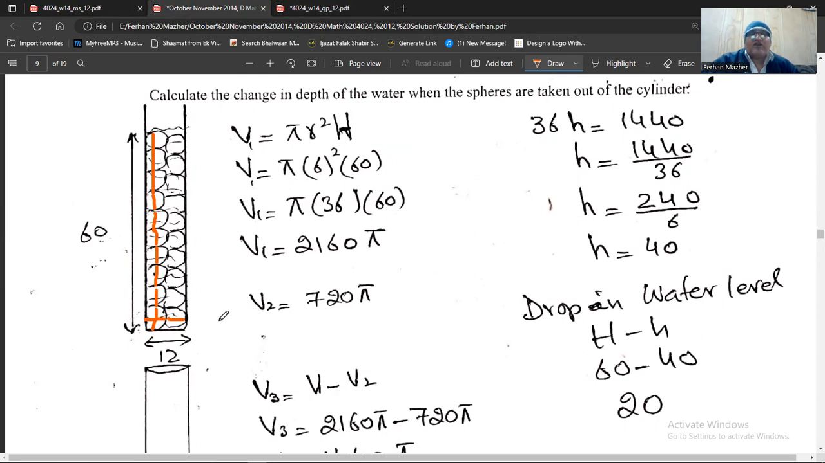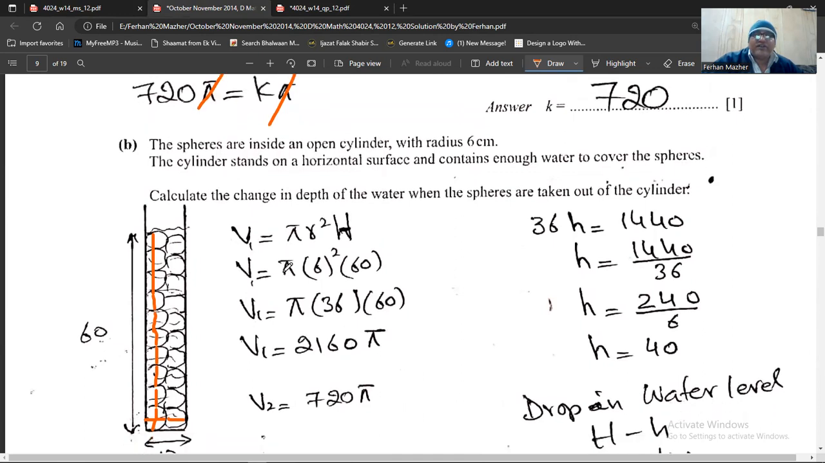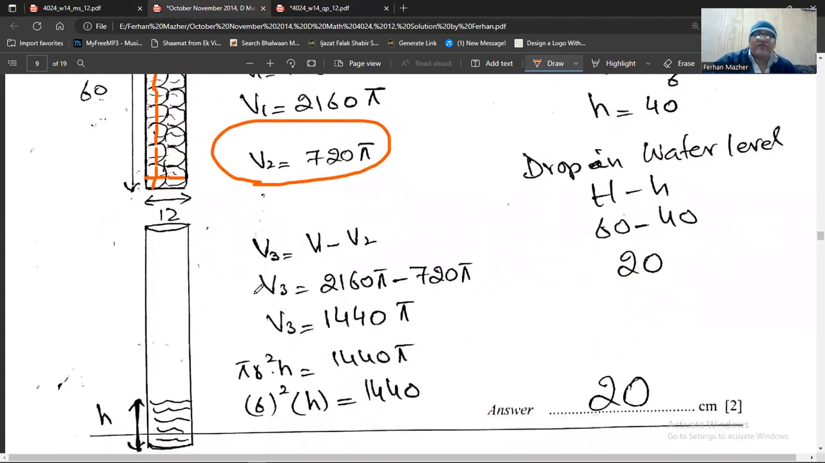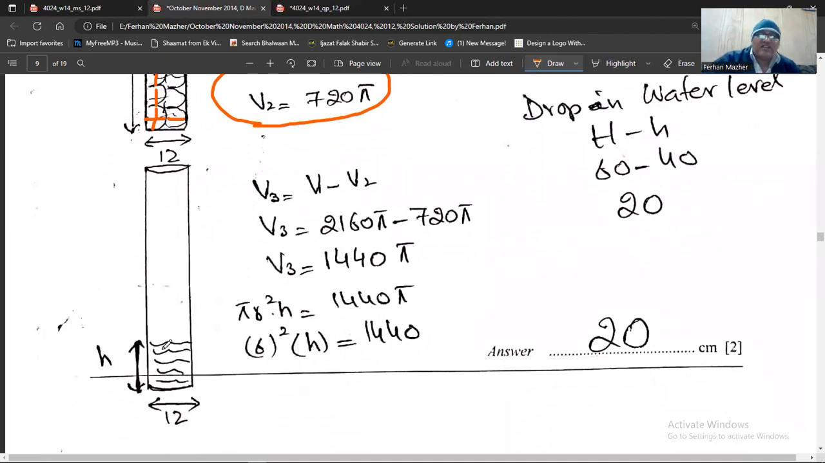Okay, so the volume of the 20 spheres, we just found it previously, that's 720 pi. This is the volume of the 20 spheres, and this is the volume of the spheres and the water. From the volume of the spheres and the water, subtract the volume of the spheres, and you will get the volume of the water. When you take out the spheres, the water level will go down, and the volume of this water will be V3. That will be V1 minus V2. V3 will be 2160 pi minus 720 pi, that will be 1440 pi.